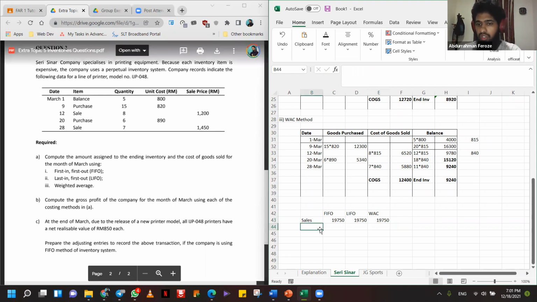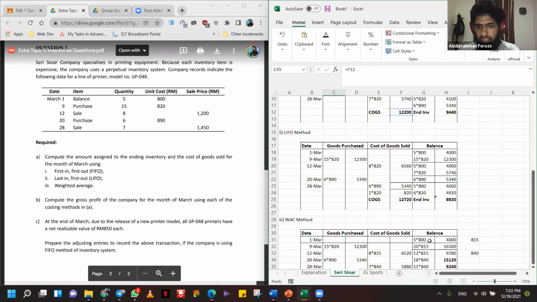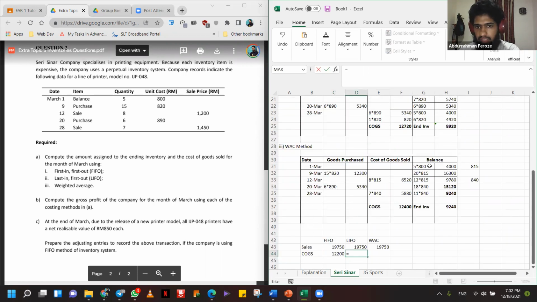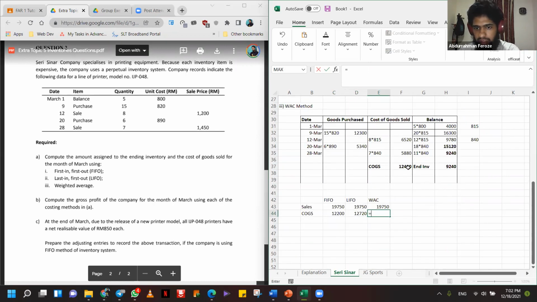Now we have the cost of goods sold. This is what will change. We've already calculated the cost of goods. For FIFO, the cost of goods is 12,200. For LIFO, the cost of goods is 12,720. And for WAC, the cost of goods is 12,400. So the profit is the sales minus the cost of goods.